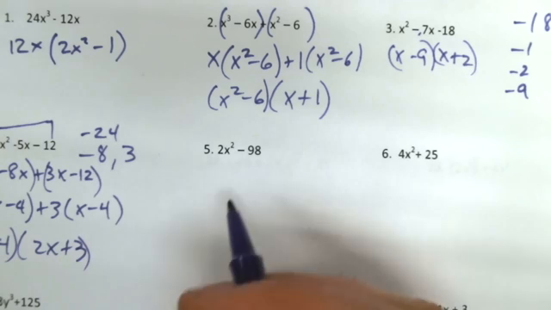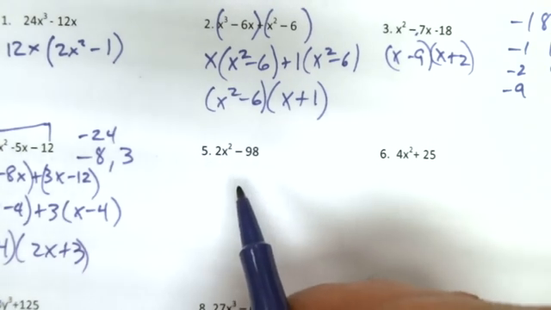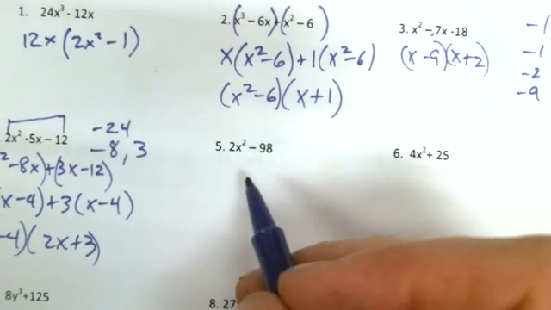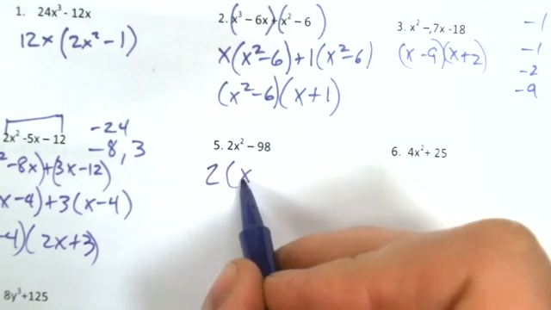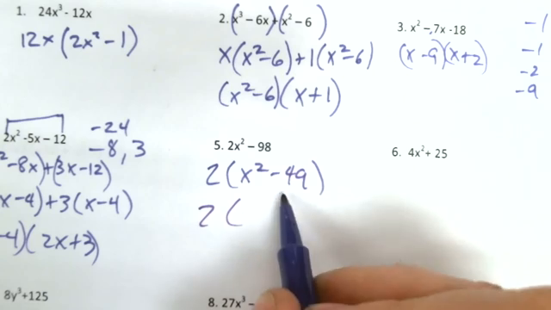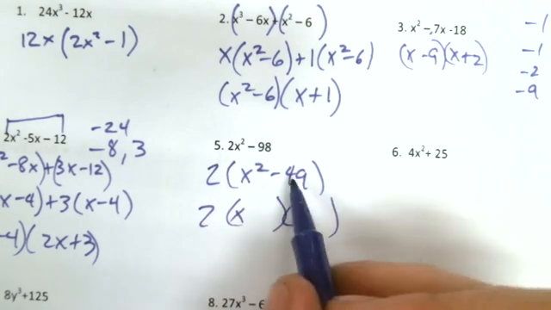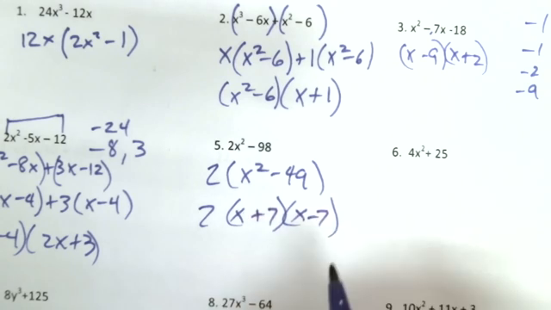For number 5, notice it has two terms with a minus between it. Makes me think it's the difference of squares pattern, but these aren't perfect squares. So I'm going to take out the greatest common factor first, leaving me with x squared minus 49. Now those are both perfect squares, so I'm going to use the difference of squares pattern. Square root of the first term in both front positions, square root of the last term in both back positions. One is plus, one is minus.